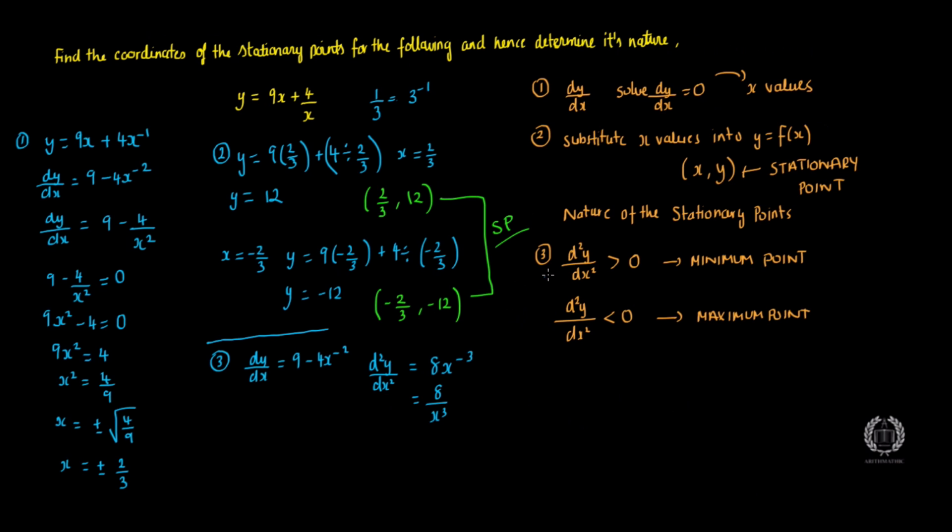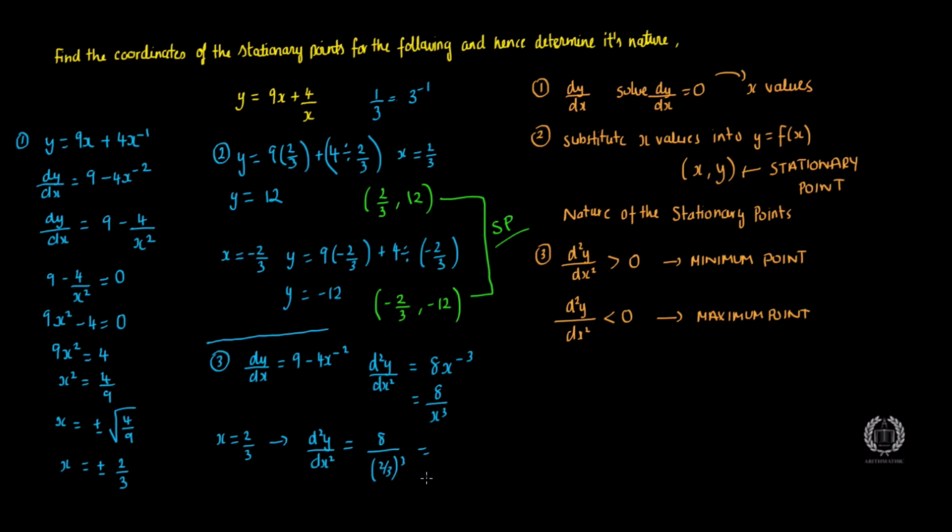So that's our d2y dx squared. Now remember, to find the nature of the stationary points, we need to substitute our x values into this to find whether it's greater than 0 or smaller than 0. So when x equals 2 over 3, I'm going to sub that inside my x here. So you're going to have 8 over (2 over 3) cubed.